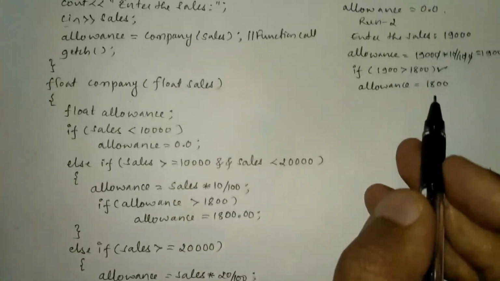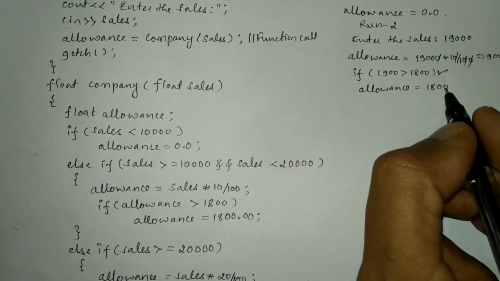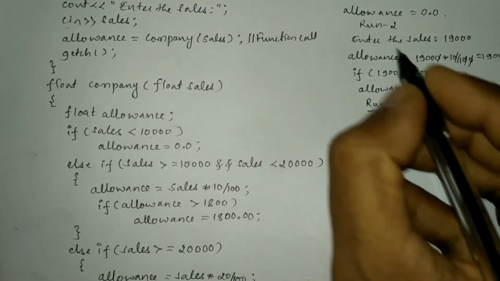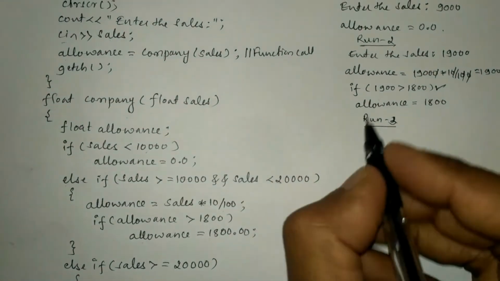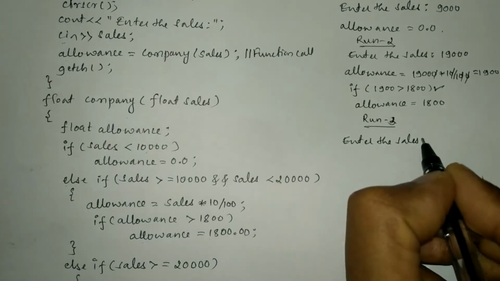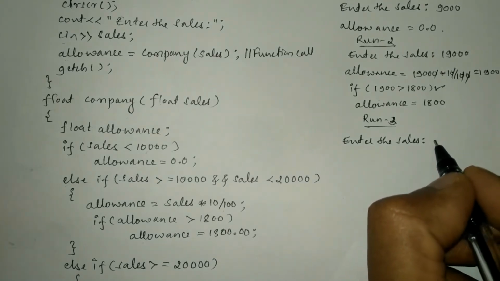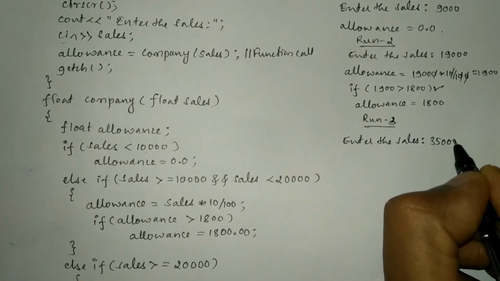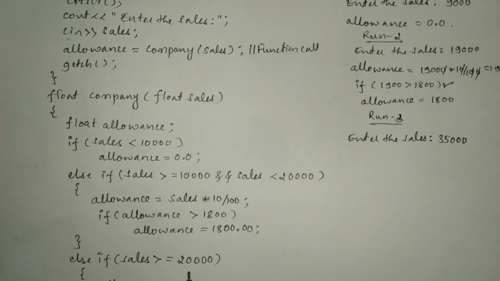What is the allowance now? 1800. So it is going to print allowance is equal to 1800. So now let us take one more run. So third time we are going to execute this particular program. So once again it is going to ask the user to enter the sales. This time I'm going to enter, for example, 35,000. So here it is, you can see sales greater than 20,000.